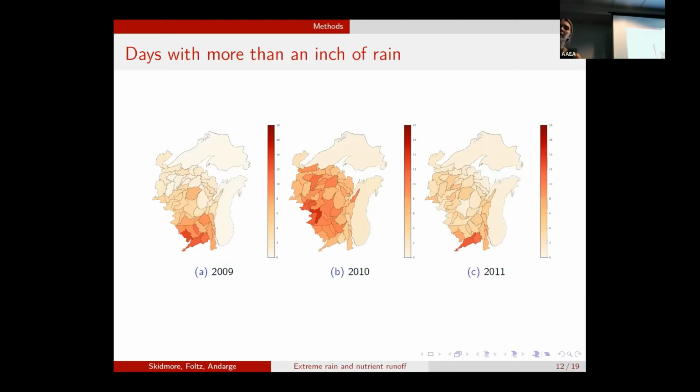To give you a little bit of a sense of the identification and where it's coming from, we have really big variation in rainfall, both across time and across space. So one of the ways we'll measure extreme rain is just more than 1 inch in a day. And this is the number of days that you have more than 1 inch in a year. And you can see that there's variation, like I said, across time and space.